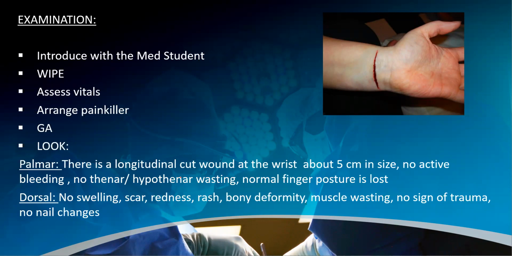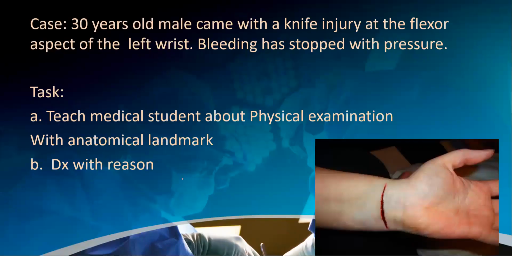John, before we do any physical examination, the most important thing is we need to wash our hands properly. We need to introduce ourselves, and then we need to take permission about whatever examination we are going to do. In this particular patient, we have a 30 year old male who came with a knife injury at the flexor aspect of the left wrist. The good thing is that the bleeding has been stopped with pressure.